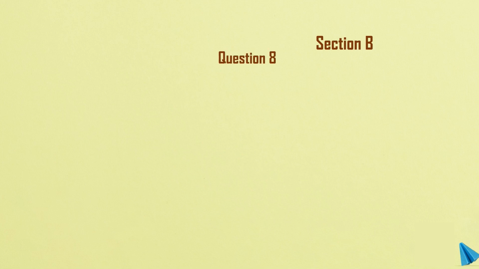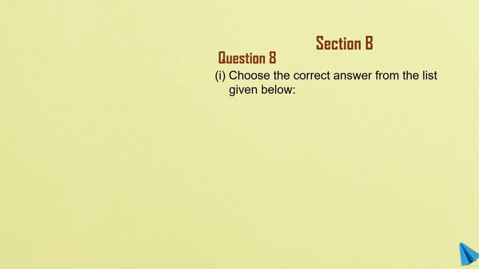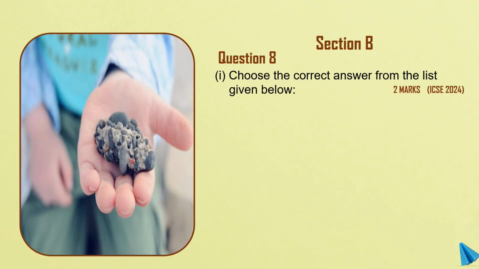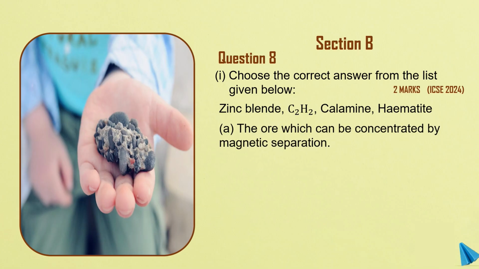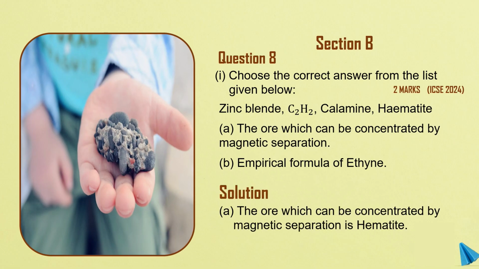Let us see the 8th question, the first part of it. Choose the correct answer from the list given below. Zinc blende, C2H2, calamine, hematite: the ore which can be concentrated by magnetic separation; and the empirical formula for ethyne. Solution. The ore which can be concentrated by magnetic separation is hematite. The empirical formula of ethyne is CH.